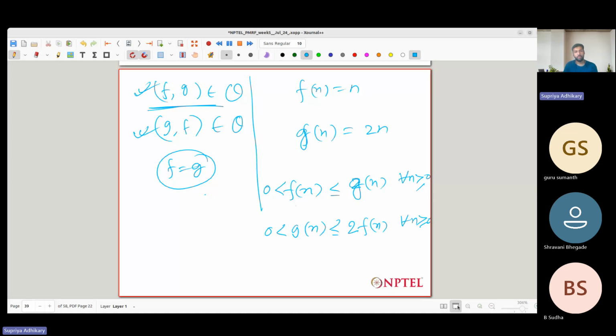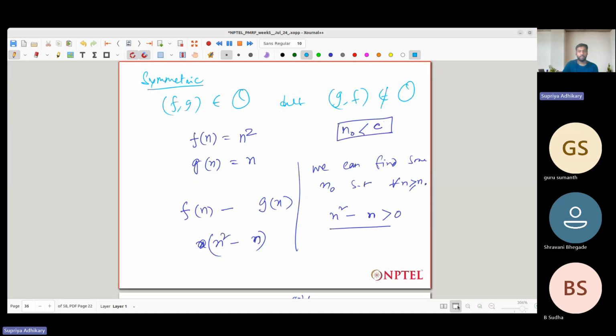So f and g both belong to this relation O, but f is not equal to g. As we can see here, f and g are defined as n and 2n. So f is definitely not equal to g. So this is also not an antisymmetric relation.